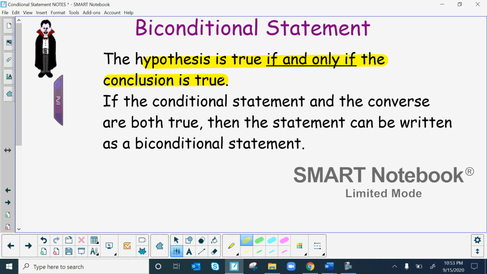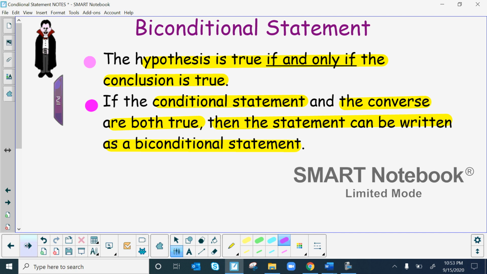So how can you tell if you can write a biconditional, okay? If the conditional statement and the converse are both true, then the statement can be written as a biconditional. So both of these are pretty important. I would write down both of those. But the second one, if you just study that second bullet, if the conditional statement is true and the converse is true, then you are able to write out a biconditional, okay?